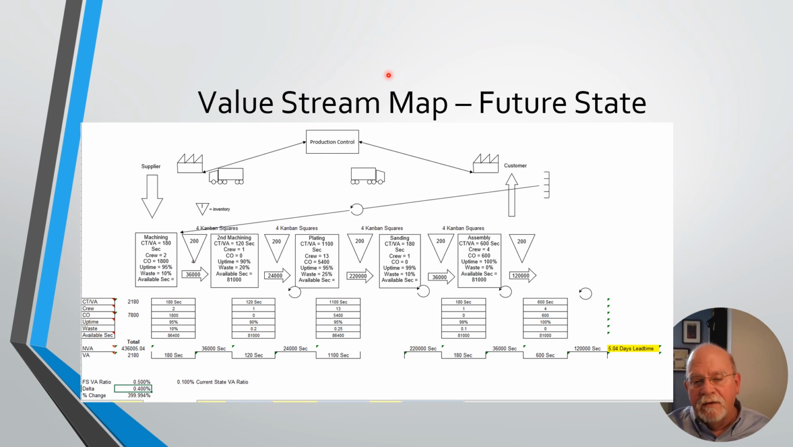So now we have a future state map that's been updated with the changes that were identified by the team. The first change was to reduce the setup to 30 minutes. Second was to go to 200-piece lot sizes. And the third was to put in a pull system.